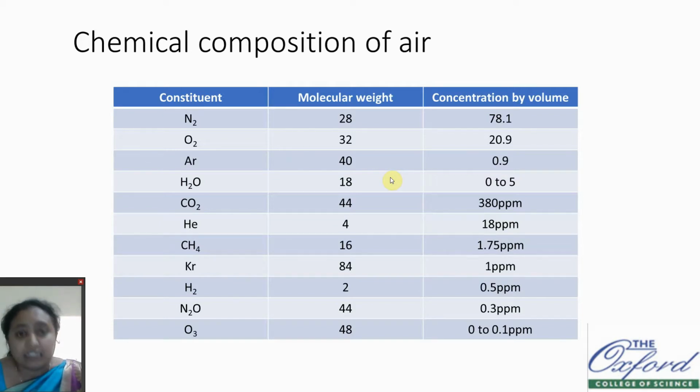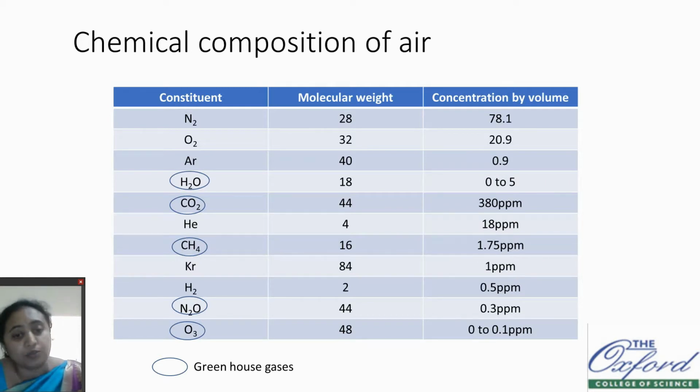Nitrogen is a very inert gas and it's non-reactive. It is followed by argon, water, carbon dioxide, helium, methane, krypton, hydrogen, nitrogen dioxide, and ozone. Out of these, water, carbon dioxide, methane, nitrous oxide, and ozone are important greenhouse gases. They are important at the specified level.